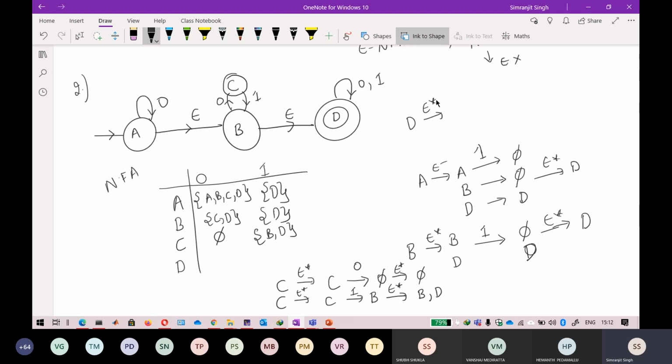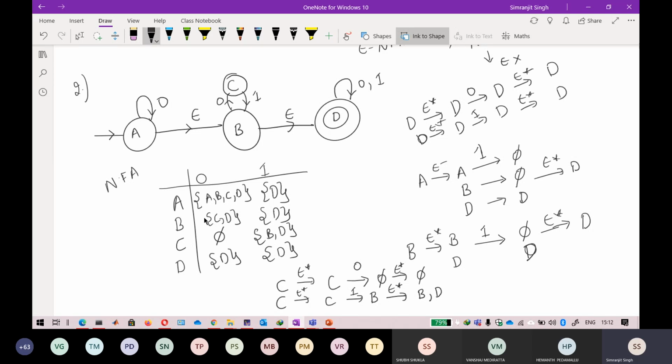I think it is fairly simple. Epsilon closure of D is D on getting an input of 0. It is staying at D. The epsilon closure of this is D itself. Okay, so this is D. In the same way, the epsilon closure of D is D on getting an input of 1. It is staying at D, and the epsilon closure of D is D. Okay, so this is your NFA.